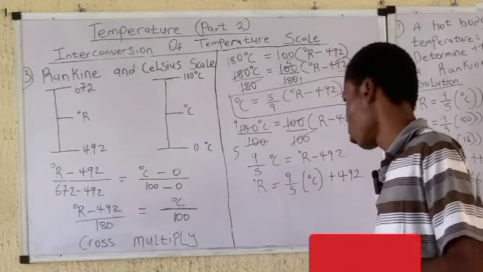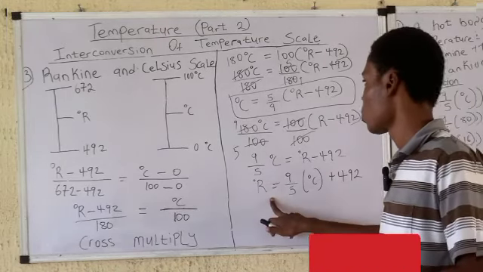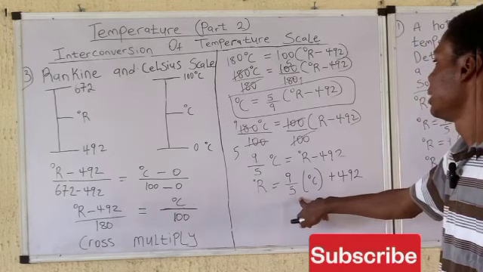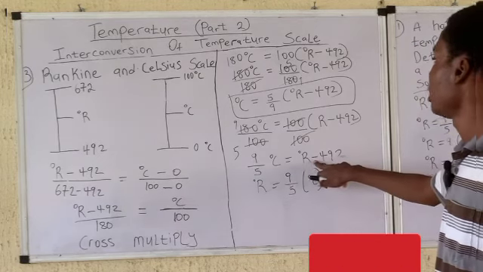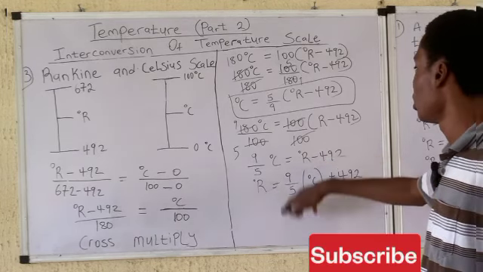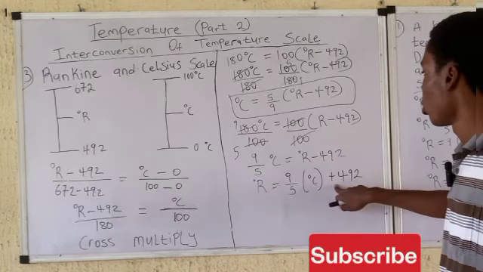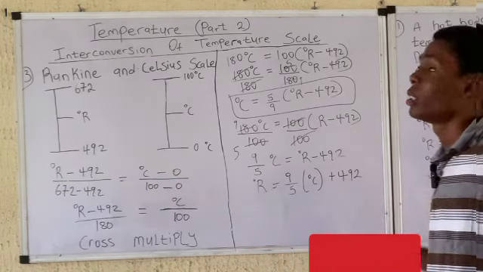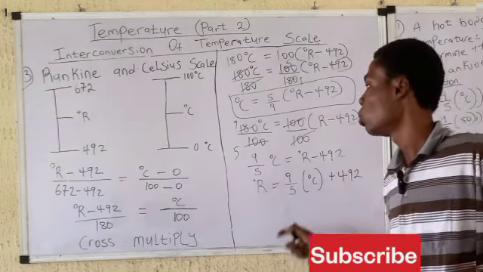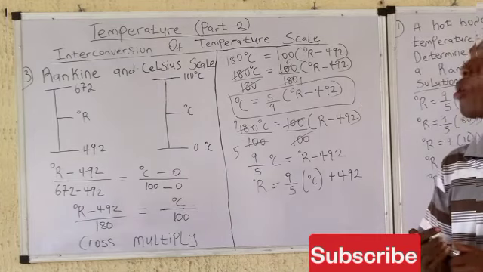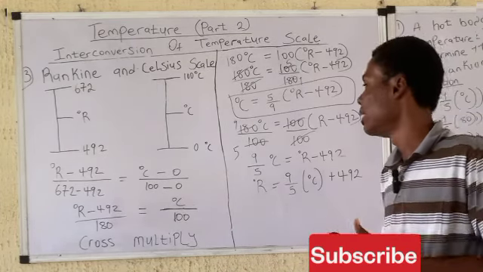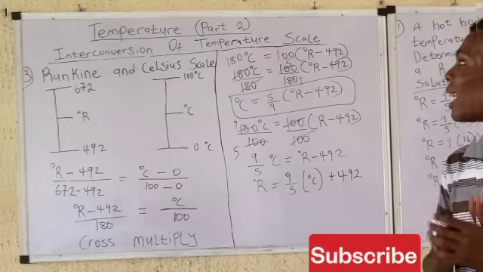Now we are looking for Rankine. So Rankine equal to 9 over 5 degrees Celsius plus, when this minus 492 cross to the other side, it becomes plus 492. Now that is how to derive the formula for converting from degrees Celsius to Rankine.